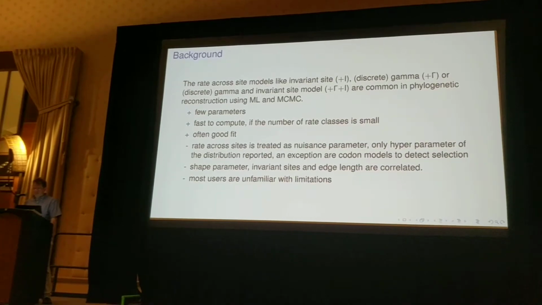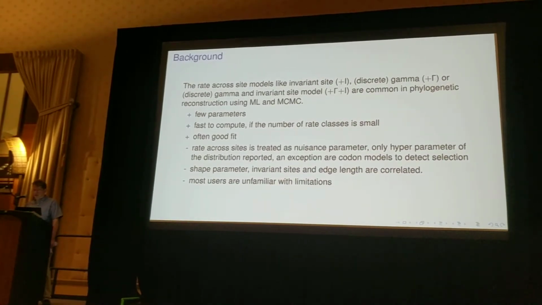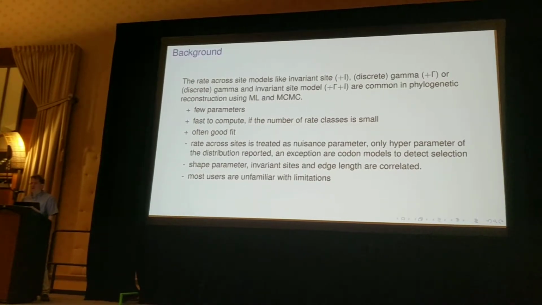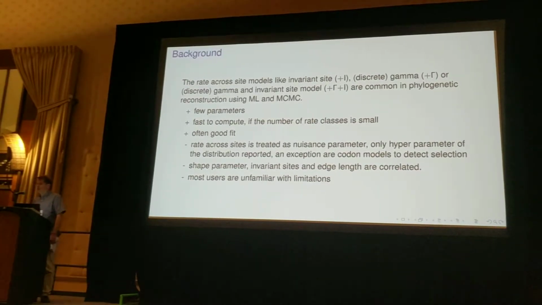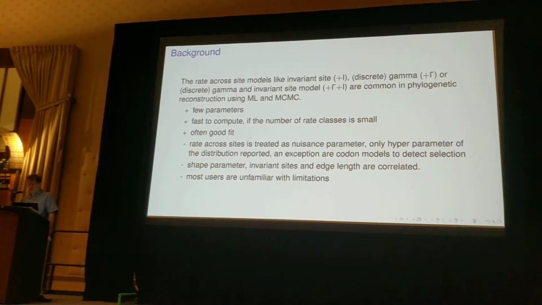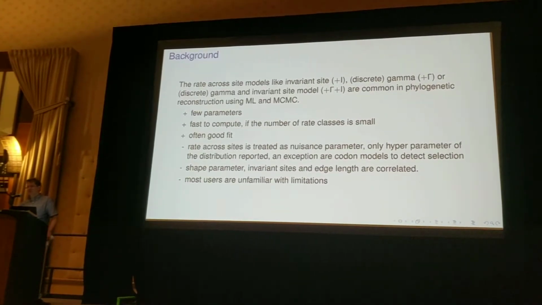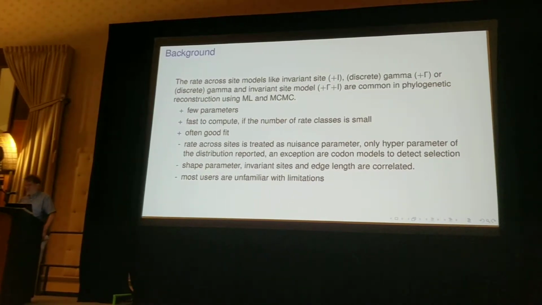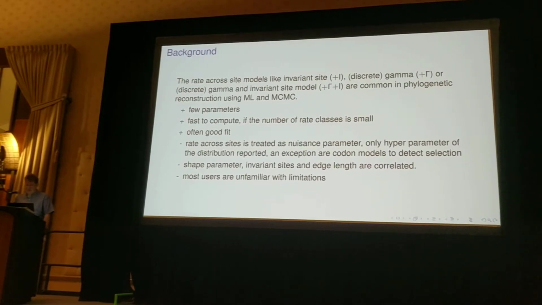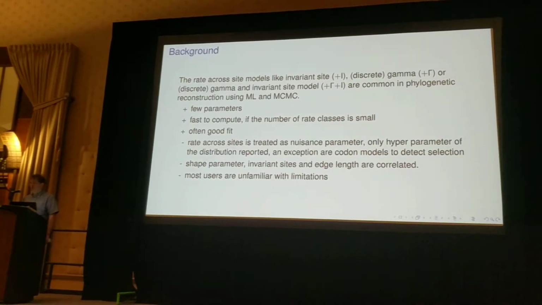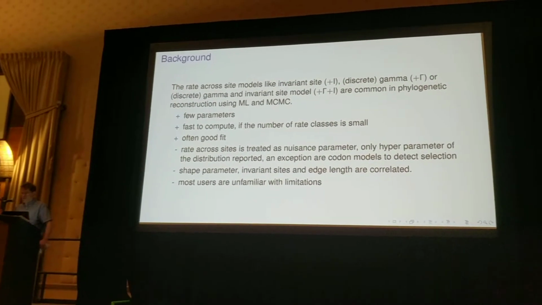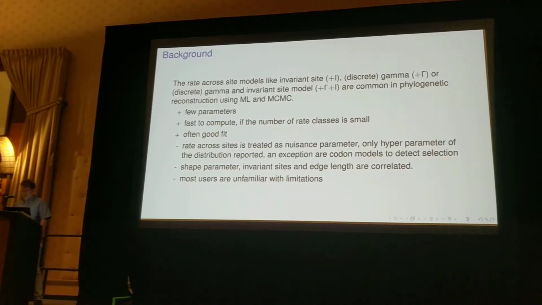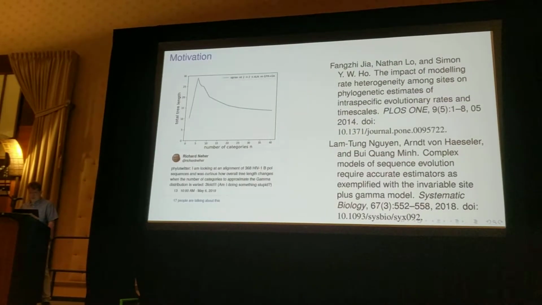The other problem is that it's often reported that the shape parameter and the invariant site parameter are correlated. There are also some studies where we see that the edge lengths can also be correlated, and of course edge lengths and rates are confounded. So we have three parameters, and they all can cause a bit of confusion. And I hope I can highlight how we can maybe better present these parameters.